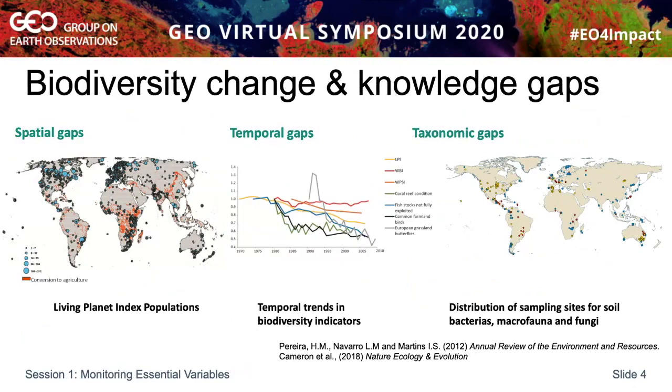There are also important temporal gaps, and it's quite difficult for us, for instance, to get our hands on good time series on biodiversity that would predate the 1970s or 1960s. And on top of that, there are also important taxonomic gaps. This is what you can see here on this map on the right-hand side that shows you the distribution of sampling sites for soil biodiversity. And again, you can see that the distribution of those points is not optimal.